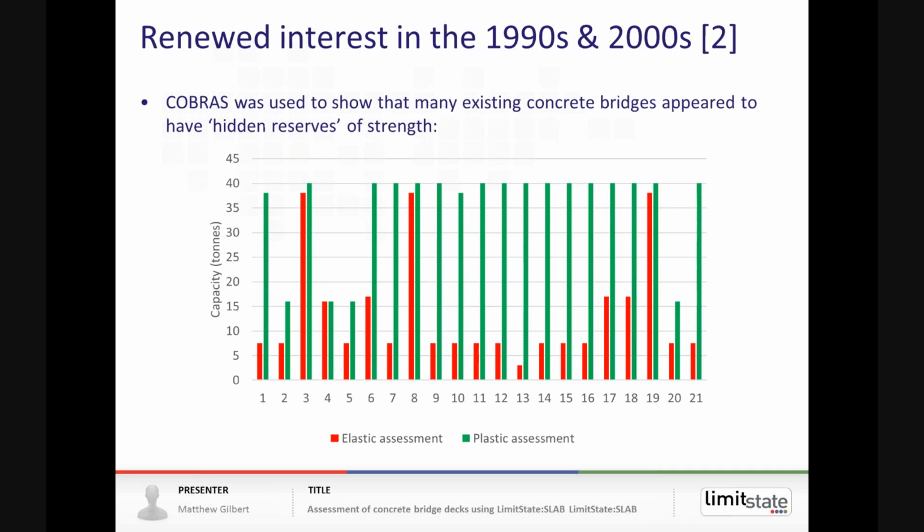When the software was applied to existing highway bridges in the UK, it was evident that many appeared to have significant reserves of strength. So here we've got on screen 21 bridges. The red lines indicate the elastic assessed capacity. The green lines indicate the plastic or yield line assessed capacity. And as you can see, a significant proportion of the bridges which were identified as being inadequate in terms of capacity via elastic methods are identified as being perfectly adequate when plastic methods or the yield line method is applied.